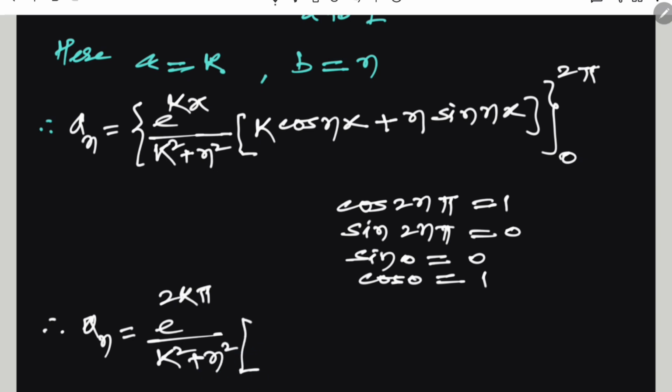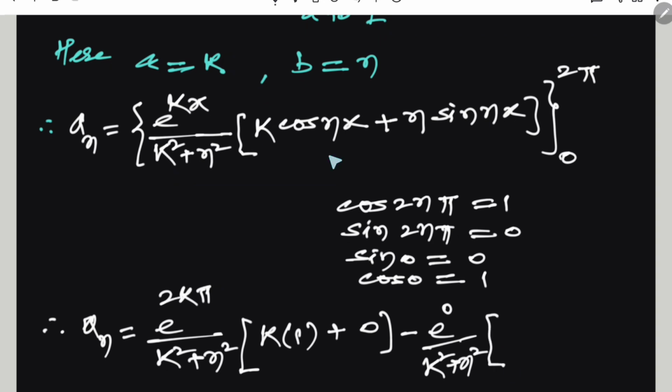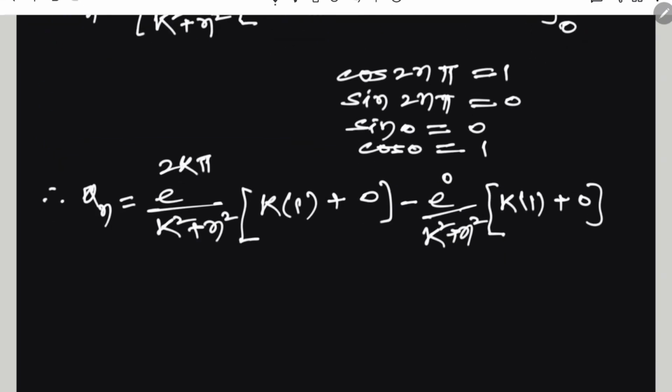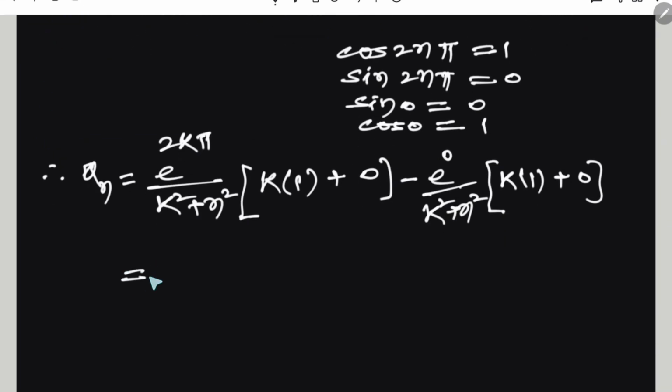divided by k square plus n square into k into cos 2n pi is 1, therefore it is k into 1. Sin 2n pi is 0, therefore it is 0, minus the lower limit, it becomes e raised to 0 divided by k square plus n square into cos 0 as 1, therefore 1 into k plus sin 0 is 0, second term becomes 0.